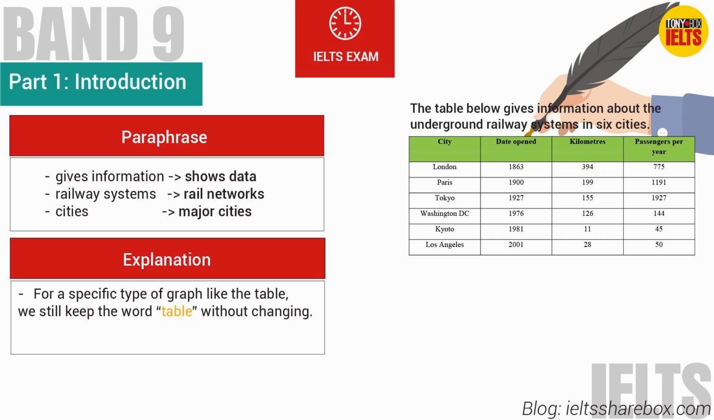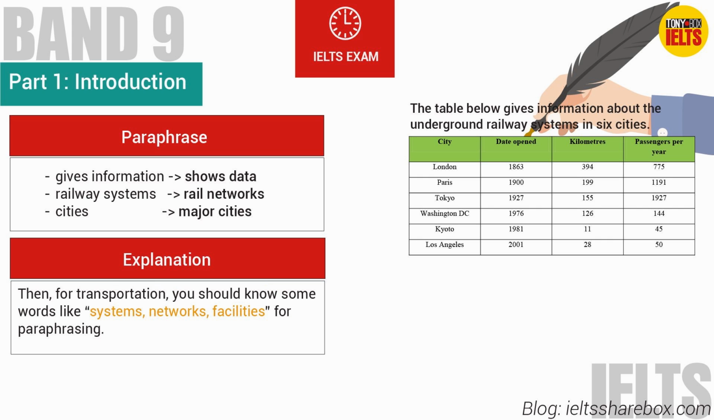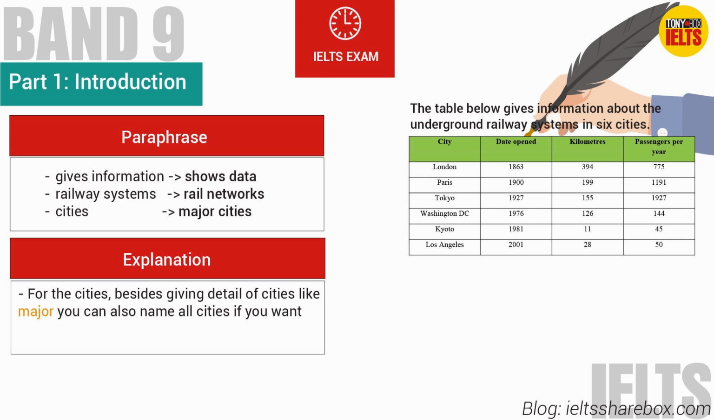Explanation. For a specific type of graph like the table, we still keep the word table without changing. Next, I use shows data instead of gives information. You can rewrite with some similar phrases like provide information, data, figure, and so on. Then for transportation, you should know some words like systems, networks, facilities for paraphrasing. For the cities, besides giving detail of cities like major, you can also name all cities if you want.